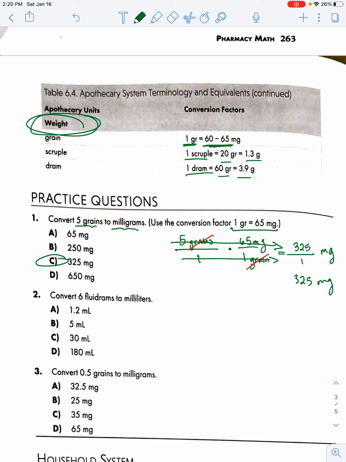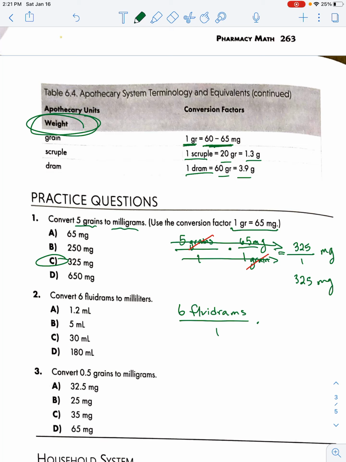All right, number 2. Convert 6 fluid drams to milliliters. So we'll do the same thing. 6 fluid drams over 1. Now we need our conversion factor. 6 fluid drams to milliliters.